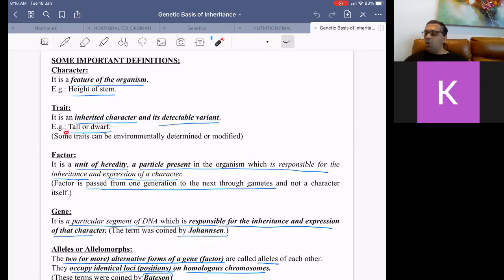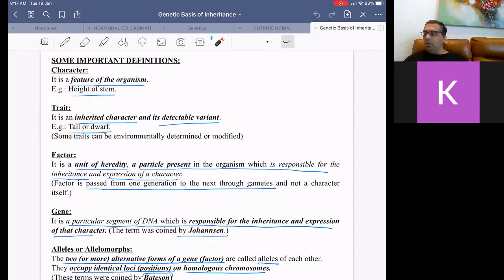For example, tall and dwarf. So height is called a character. Tallness and dwarfness are called traits. Height is considered a character; tallness and dwarfness are considered traits.